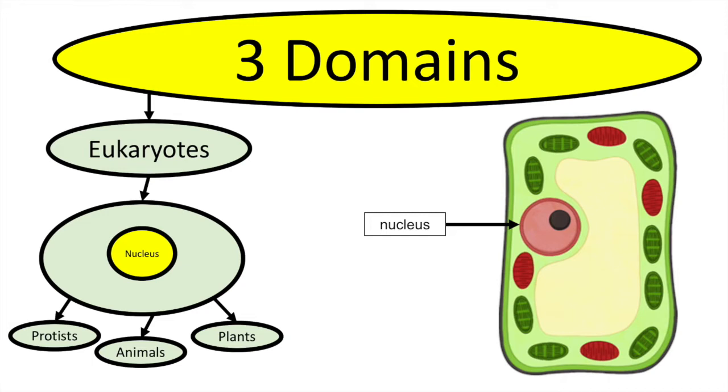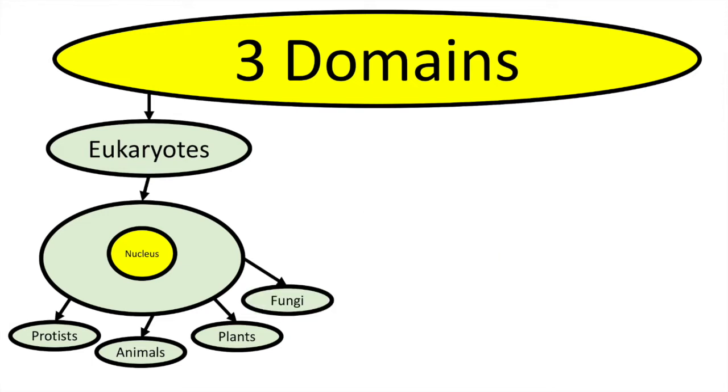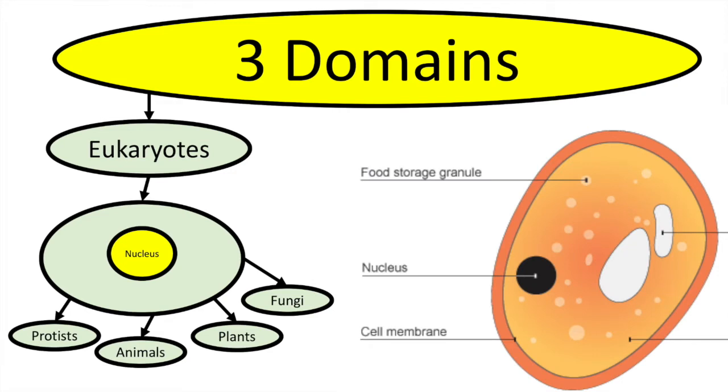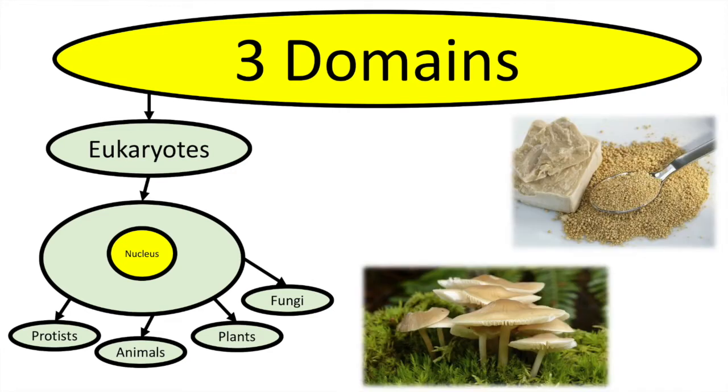The last kingdom of the domain eukaryotes are the fungi. So all fungi have a nucleus. And examples are yeast and mushrooms.